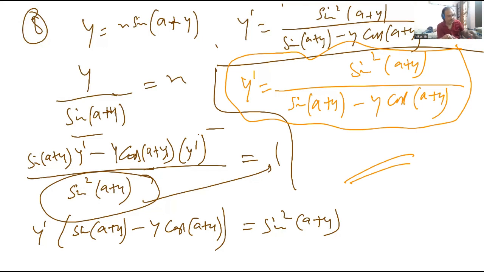Okay. In this way, you can do all the questions of the implicit form. Okay. Let's do some more questions. This is question number 9.